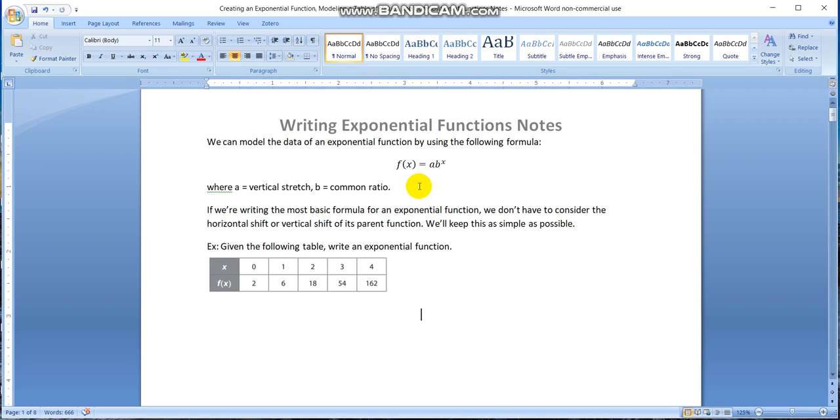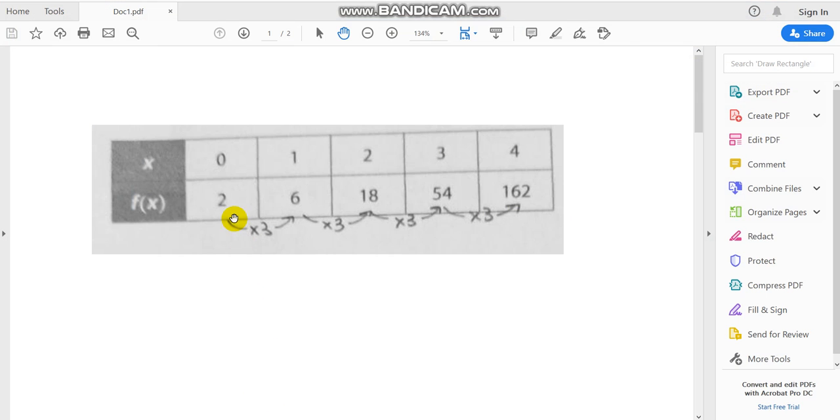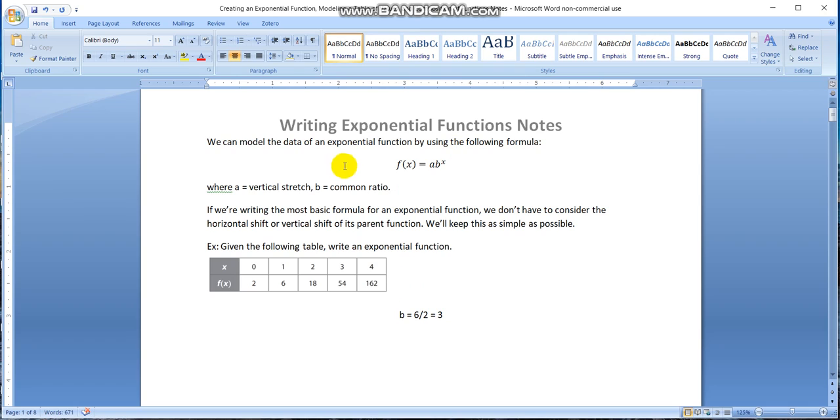If you guys have trouble seeing that pattern, you can always do a quick calculation. Just take the 2 points that are right next to each other and just take the second y value and divide it by the first. So 6 divided by 2 is going to be equal to 3. Now, what I showed in my notes is you can multiply each number by 3. If you guys like to draw arrows, you can draw arrows. And that's one way to represent the common ratio.